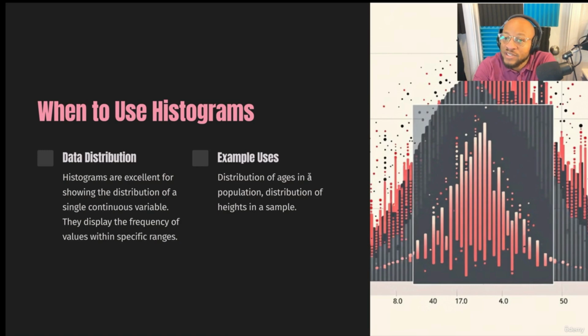So that's an example of when you can use a scatter plot. Histograms are used for showing the distribution of a single continuous variable. Say, for example, you have students in a class or students in a school and you want to just show a distribution of their ages. A histogram is perfect for this use case.